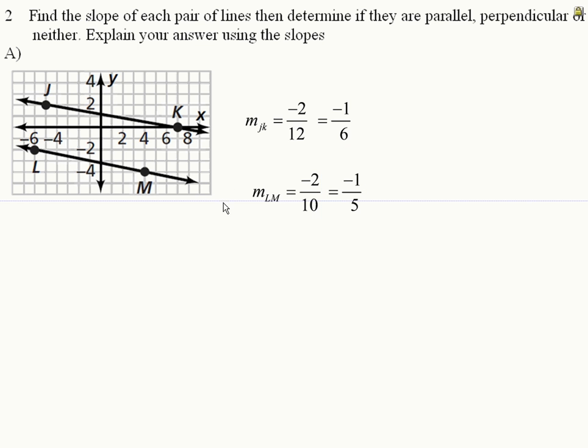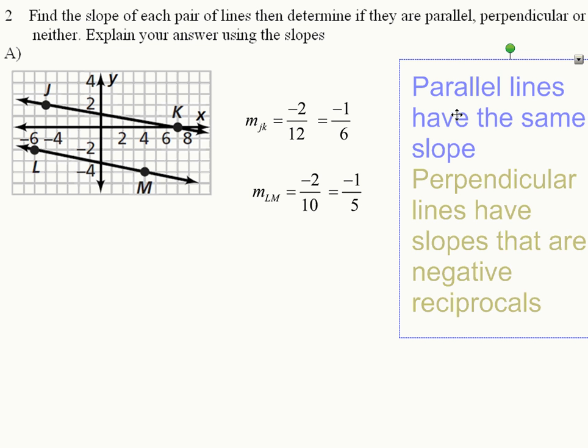Okay, now we have to make a determination based on the slopes, if the lines are parallel, perpendicular, or neither. So there are a couple of things you have to remember. First, parallel lines have the same slope. So these lines are not parallel because the slopes are not the same. And it's always good to look at the reduced form of the slopes. Okay, keep that in mind.